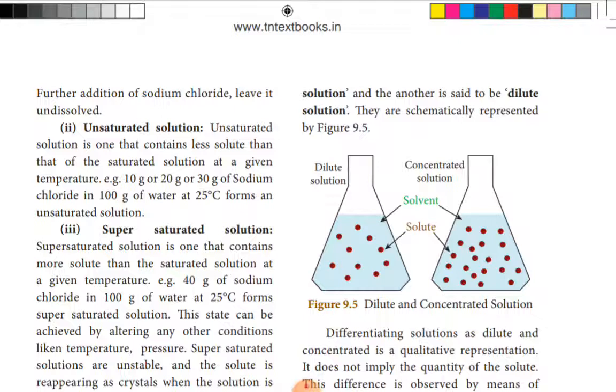See figure 9.5. Here two beakers are given. The first beaker has a small amount of solid. The solid particles are very few compared to the second beaker. In the second beaker, more solid particles are there. So we can say the first one is a dilute solution compared to the second one. The second beaker contains more solid compared to the previous one, so the second beaker has the more concentrated solution.